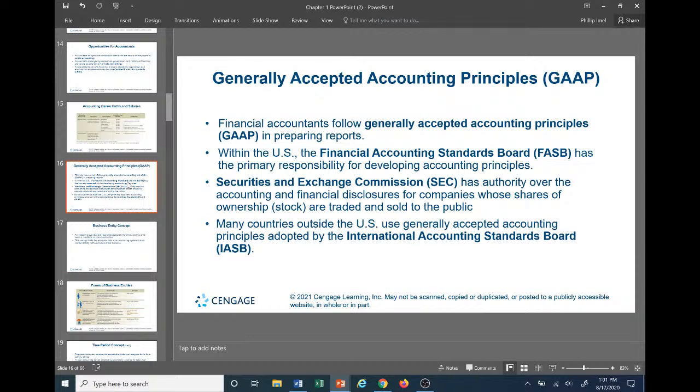Many countries outside the U.S. use generally accepted accounting principles adopted by the International Accounting Standards Board, known as the IASB. Okay. And so let's look here. So pretty much within the U.S., you have the FASB, and then outside you have the IASB.